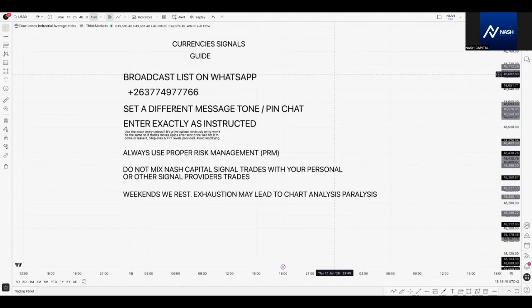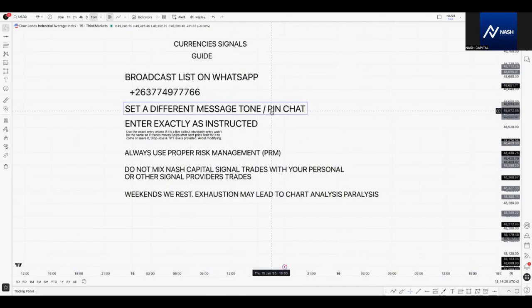The second thing, you need to set a different message tone or pin the chat so that you do not miss any of the callouts or any of the signals that will be sent. Enter exactly as instructed. Use the exact entry unless it's a live callout, where obviously the entry won't be the same. If trades move at least 6 pips after the signal was sent, wait for it to come back or just leave it alone. Stop loss and TP1 levels are always provided.